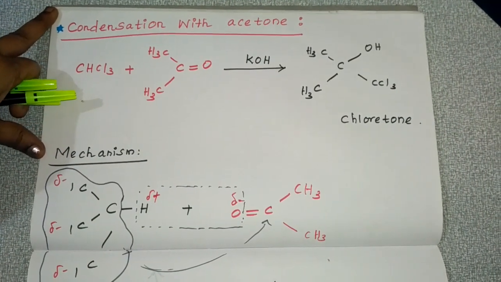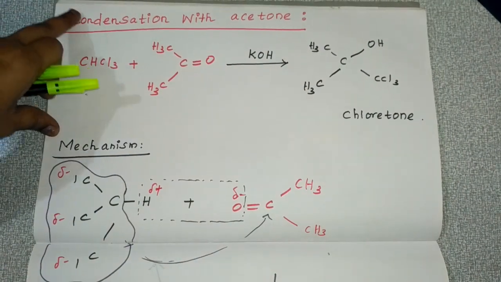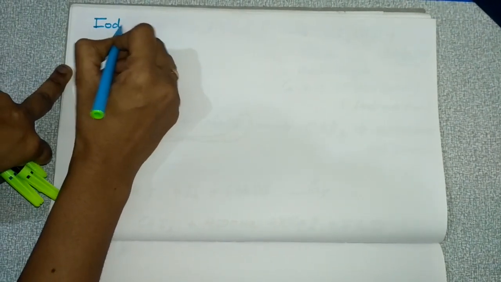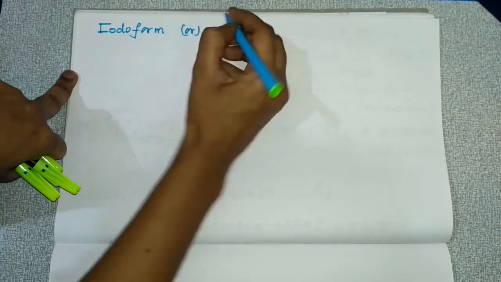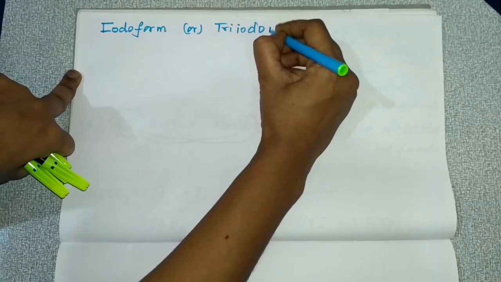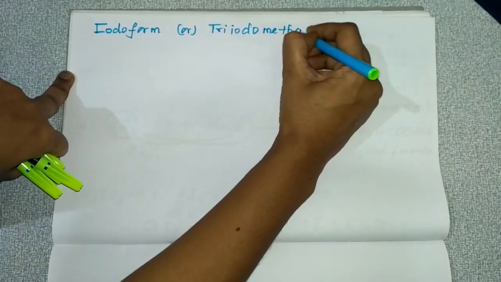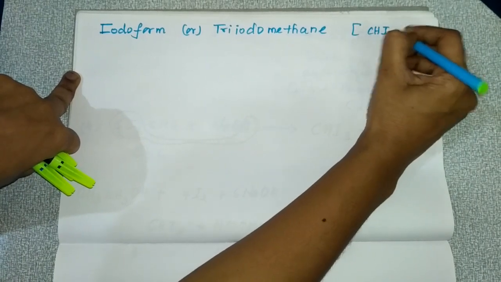So students, I hope you understood condensation of chloroform with acetone. Now we will discuss the preparation and chemical properties of iodoform, or triiodomethane, and its formula is CHI3.